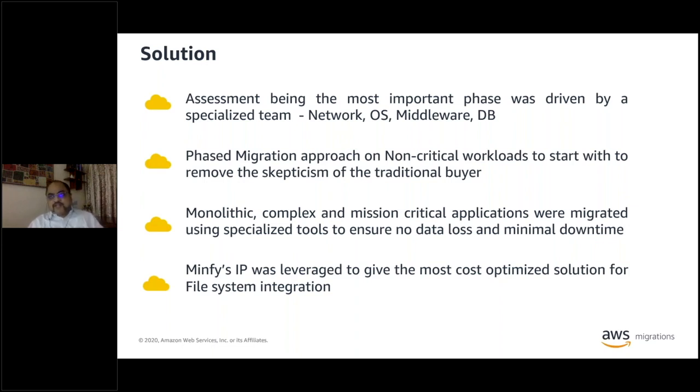Okay, because generally when it is mission critical, you as a team generally don't get downtime. You do get downtime, but those are very challenging downtimes. So we were pretty confident with some tools like Cloud Endure that we used to move the applications to the cloud, and with very minimal downtime of maybe an hour or so, we could actually bring it live. And then Minfy's IP is leveraged to give the most cost-optimized solution for file system integration. So we brought in our experts to understand and integrate the file system into the new infrastructure while we were setting up and migrating the infra to the cloud.